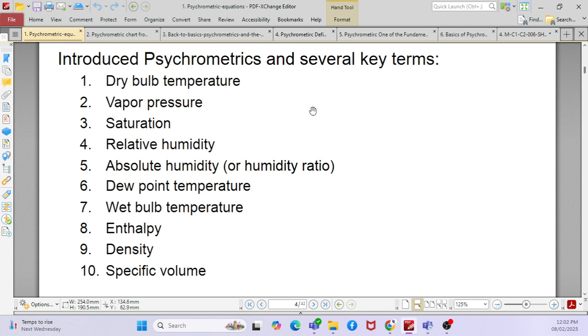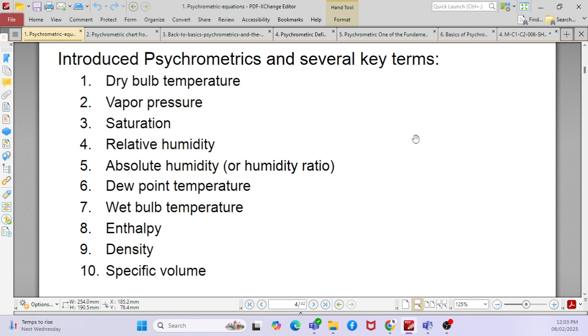If you go to the psychometric chart, you can find different readings in the psychometric chart, all the readings mentioned here. So what are these values? If you talk about air, in different places you have different conditions of air, right? If you go outside, you have a different temperature. If you come inside, you have a different temperature.